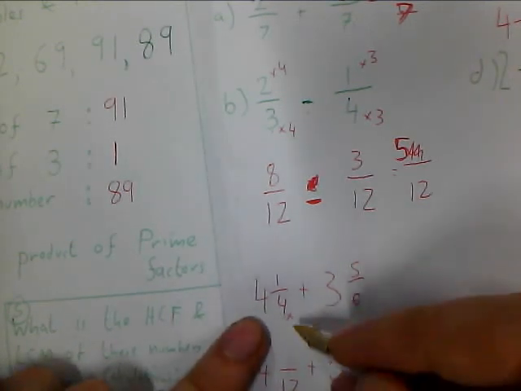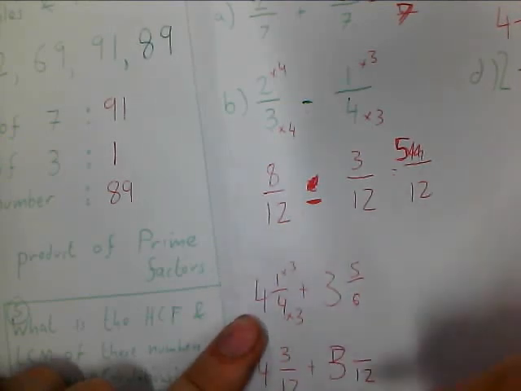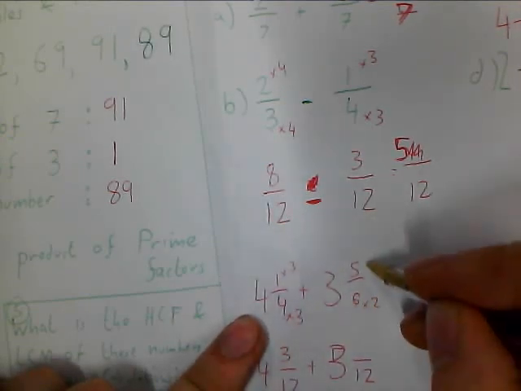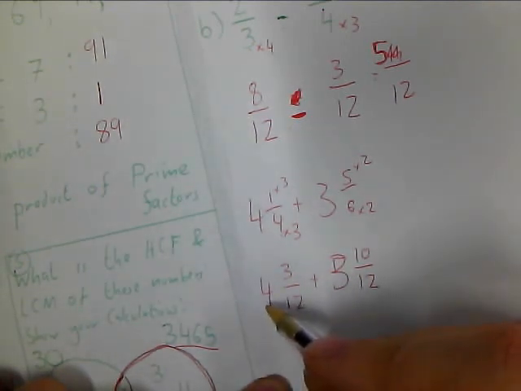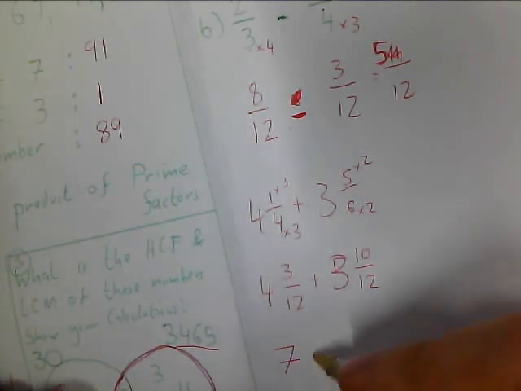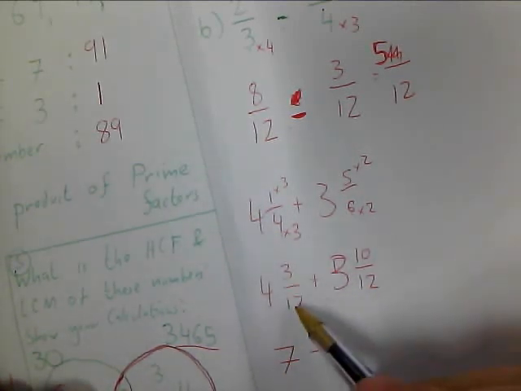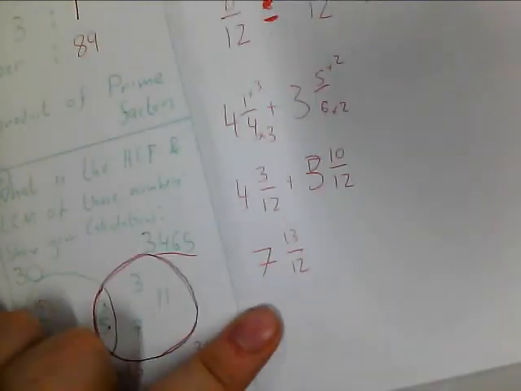So I multiplied 4 by 3. So multiply the 1 by 3 to get 3 twelfths. I multiply the 6 by 2. So multiply the 5 by 2 to get 10 twelfths. And now all I have to do is add the whole numbers. So 4 plus 3 is 7. And then 3 twelfths plus 10 twelfths is 13 twelfths.